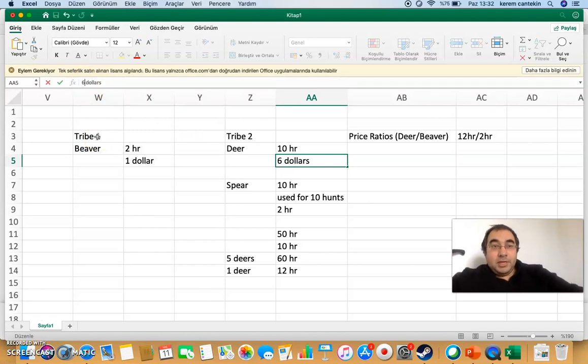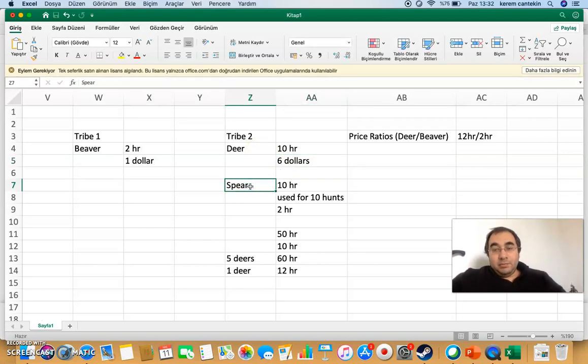So still the ratios can be defined by the labor time necessary to produce the product plus the time you need to produce the tools, or the inputs you need to produce that product.